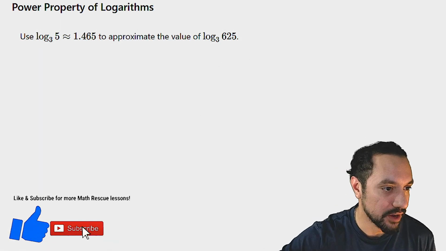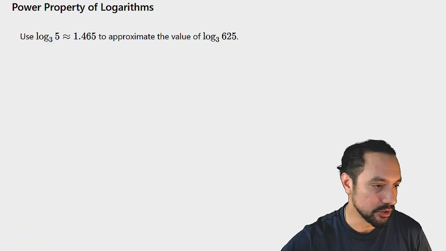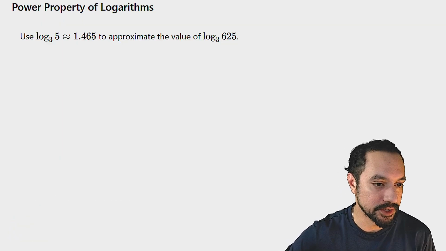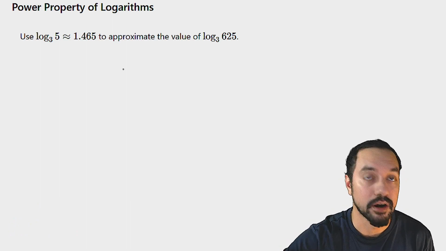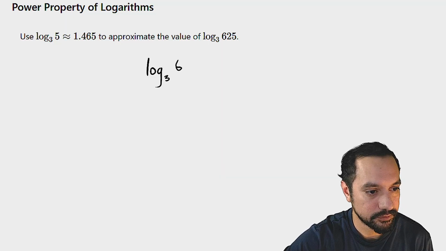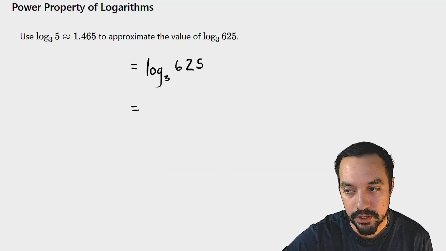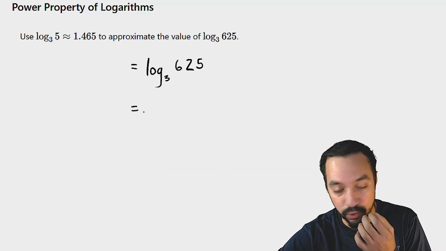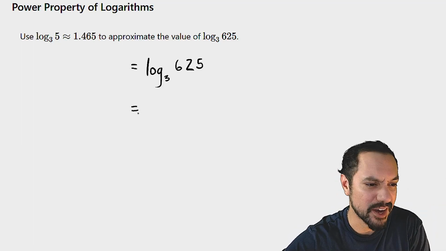Alright, so we have the power property of logarithms that we're going to be working with here. It says use the following to approximate the value of log base 3 of 625. Let me go ahead and write down my original problem. So 625 is a really large number. I also have worked with math long enough to see that it's a power of 5.